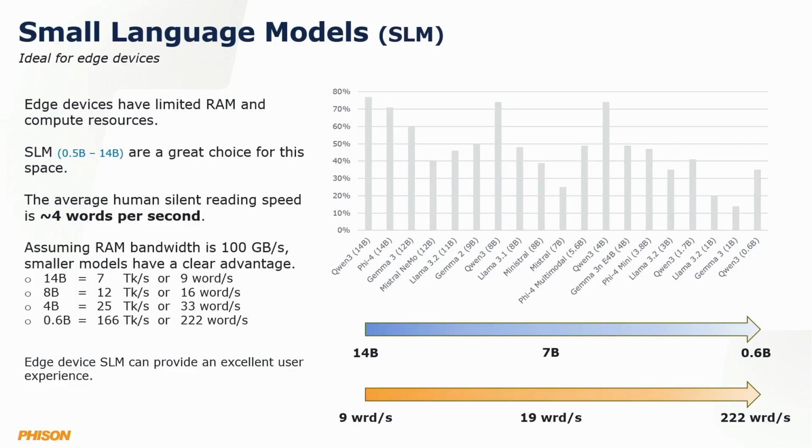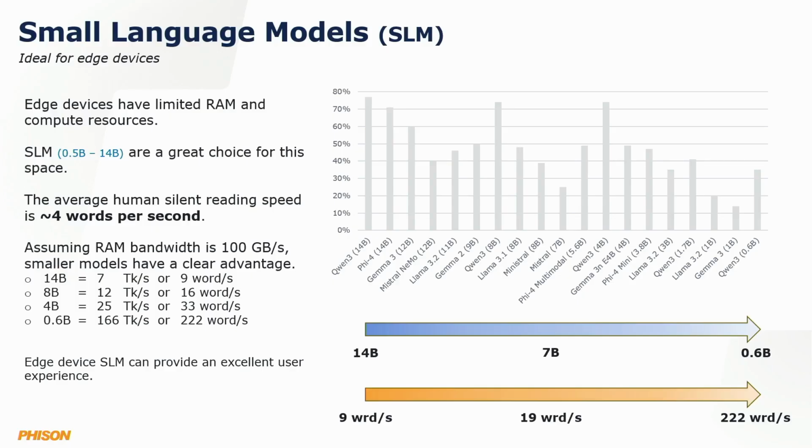So if we assume that we have 100 gigabyte per second DRAM bandwidth, which is what you'll see on a typical PC and it's very achievable in an edge system, what that means is a 14 billion parameter model can generate about 7 tokens per second. 8 billion will generate 12, 4 billion will generate 25, and 0.6 billion will generate 166 tokens. Anything above about 4 words per second, which is pretty much all of them, will generate a good user experience.